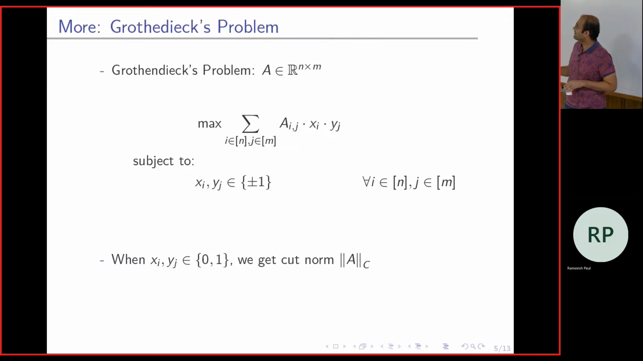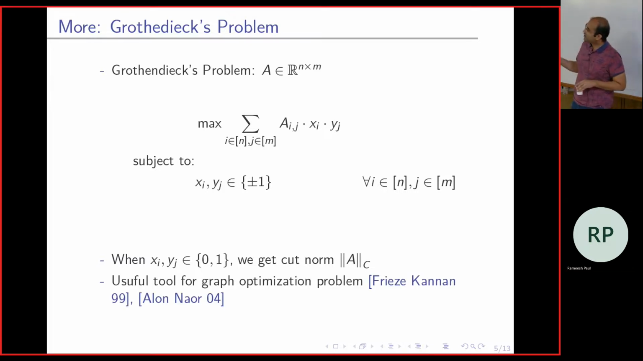So if you replace this plus minus 1 with 0, 1, you get the cut norm, which is asking, if this was like an adjacency matrix of a graph, find S and T such that maximum edges are cut, or maximum edges go between S and T. That's the cut norm, and that's very useful because this can allow you to do some sort of weak regularity decomposition of your graph, as shown by this. And if you have a weak regularity decomposition of your graph into cut matrices, then you can apply this to design better algorithms for your combinatorial optimization problems.